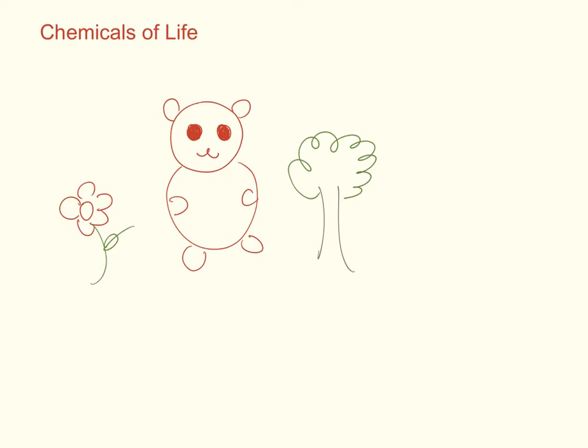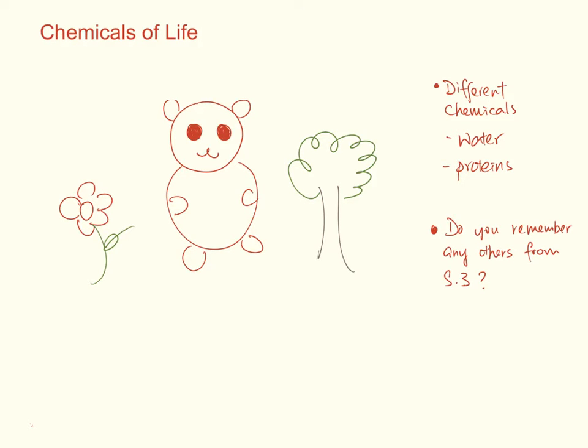Living things, whether they're animals or plants, are all made up of different chemicals. Examples of these chemicals include water and proteins. When you were in S3, you learned quite a bit about these different chemicals. Do you remember any of them?